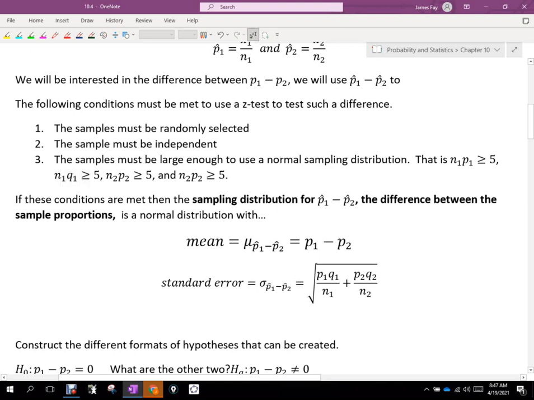Okay, so N1 P1 has to be greater or equal to 5, and N1 Q1 has to be greater or equal to 5. That's for sample 1, and then we have to do the same thing for sample 2. If this is true for one sample but not for the other, you cannot do the test. You have to have it true for both samples. So that's why we have N2 P2 greater or equal to 5, and N2 Q2 right there, greater or equal to 5.